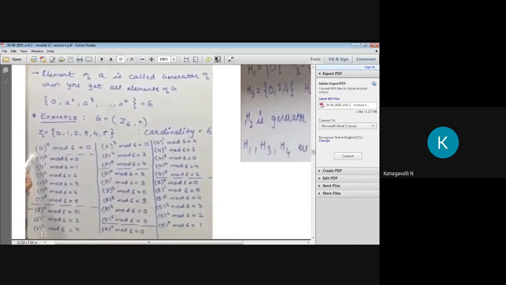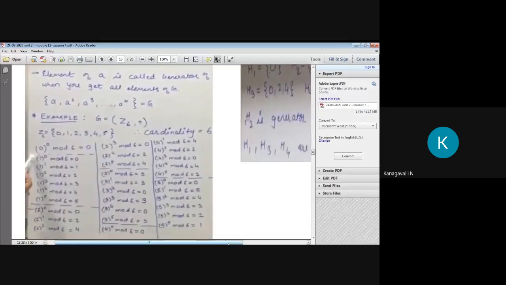So 2 power 2, what is the value? 2 plus 2, 4. 4 mod 6, result is 4. 2 power 3, always we know that 2 power 3 is 8, right? But here 2 plus 2 plus 2, you need to add the integer 2 three times. So 6 mod 6, result is 0. The same thing, you have to solve for all the integers.